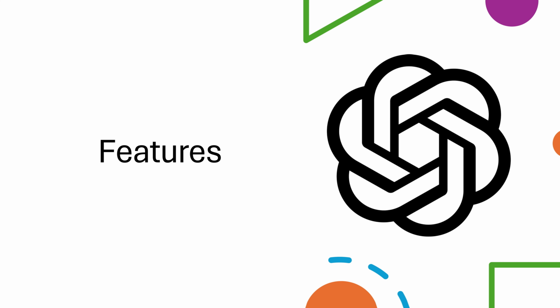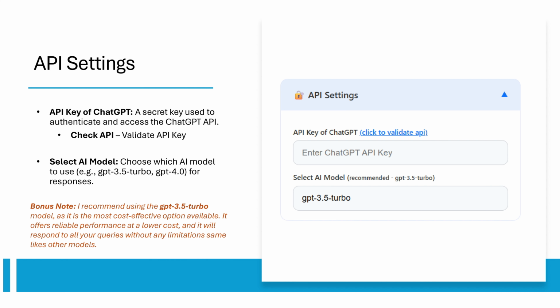Now, let's check out the features and options. Let's talk about the API settings section. So this section has only two fields. First is the API key and second is the model. In the first field, you have to enter your OpenAI key, which you generated. Also, there is a validation option to validate your API key. Just click on Validate API to know whether your API key is correct or expired.